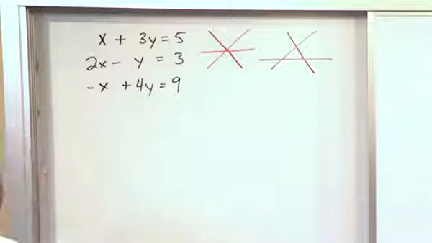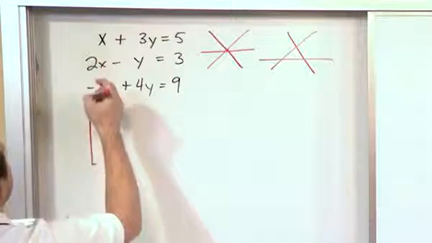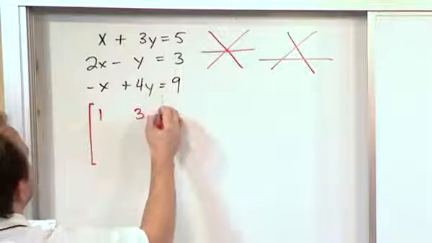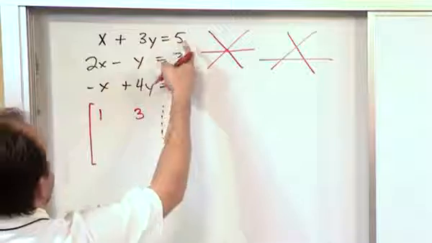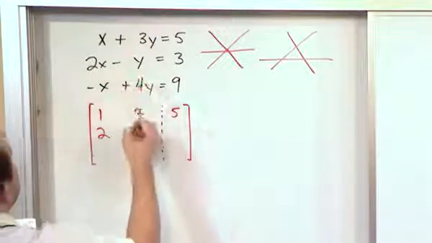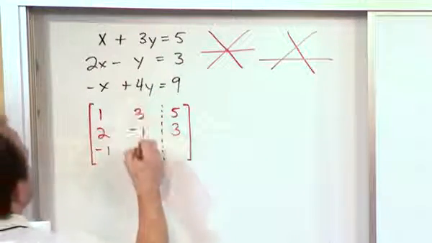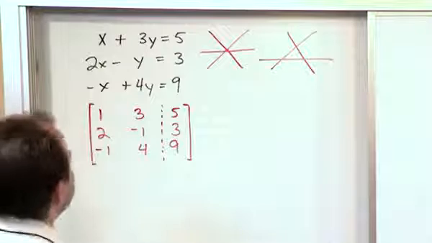So what we want to do is create an augmented matrix here. Let's start by writing this down. We have a 1 here and a 3 here. We'll make our dotted line, and then we'll have a 5 on the other side. Here we have a 2, here we have a negative 1, here we have a 3. Here we have a negative 1, here we have a 4, and here we have a 9. So here's our augmented matrix.